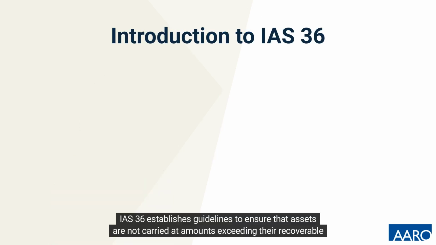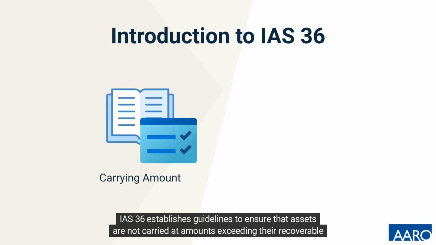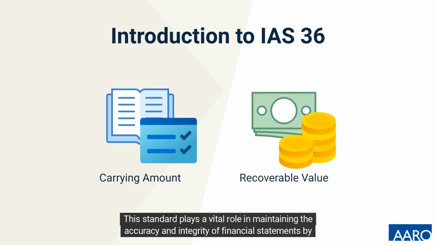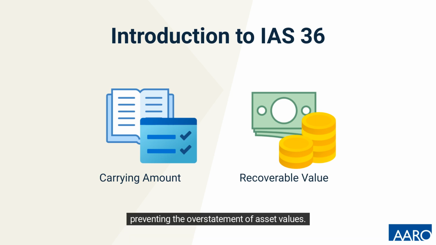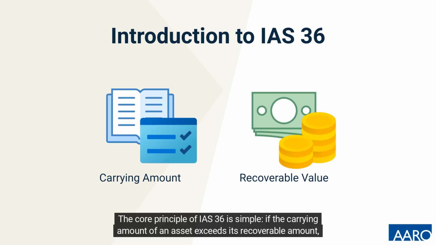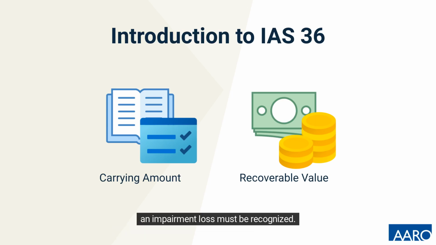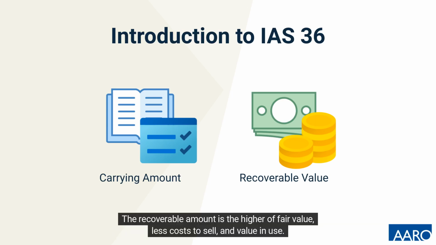IAS 36 establishes guidelines to ensure that assets are not carried at amounts exceeding their recoverable value. This standard plays a vital role in maintaining the accuracy and integrity of financial statements by preventing the overstatement of asset values. The core principle of IAS 36 is simple. If the carrying amount of an asset exceeds its recoverable amount, an impairment loss must be recognized. The recoverable amount is the higher of fair value, less cost to sell, and value in use.